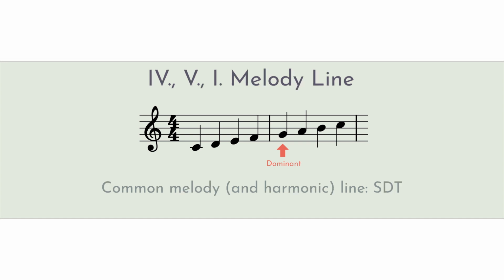A very common melody line is subdominant, dominant, and tonic. The subdominant leading towards the dominant creates tension, and the tonic resolves this tension.